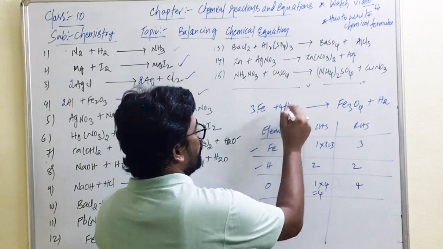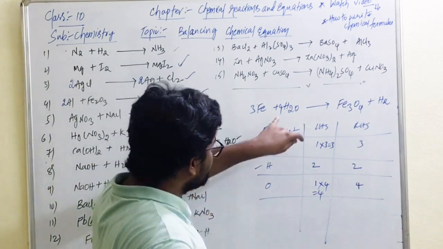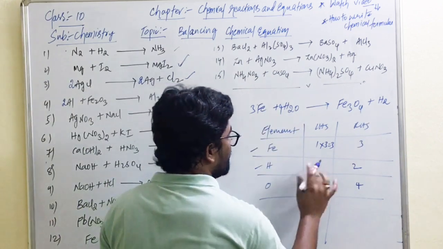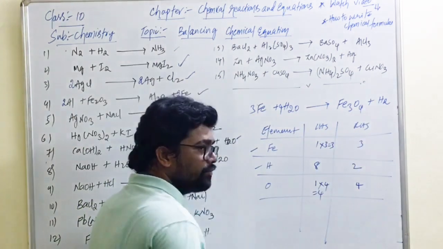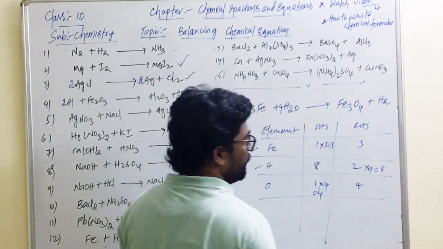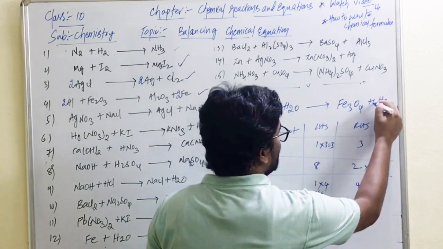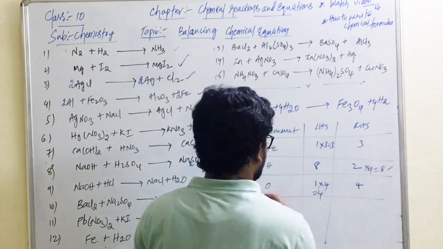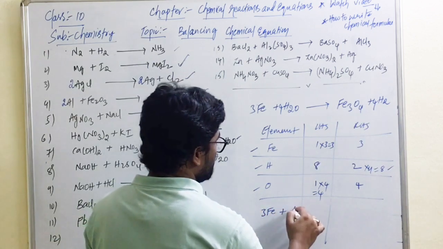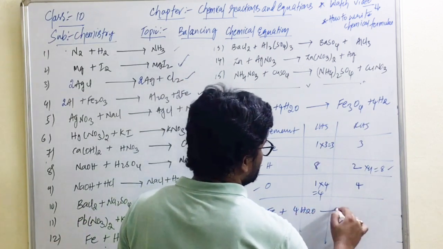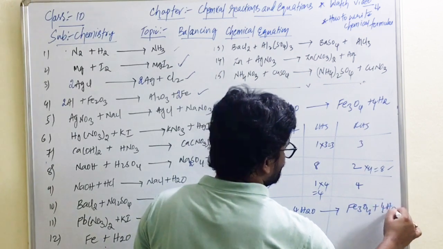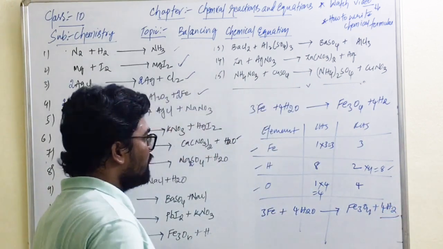So if I multiply by 4, I'll get the number of oxygen atoms as 4. So place 4 before H2O. Right, by placing 4 before H2O, the number of hydrogens on the left hand side changed. The number of hydrogens is 8 now. So if I multiply by 4, I'll get equal. So place this 4 before H2, and the number of hydrogens is balanced. So this is the balanced equation: 3Fe plus 4H2O gives rise to Fe3O4 plus 4H2. Is it clear?